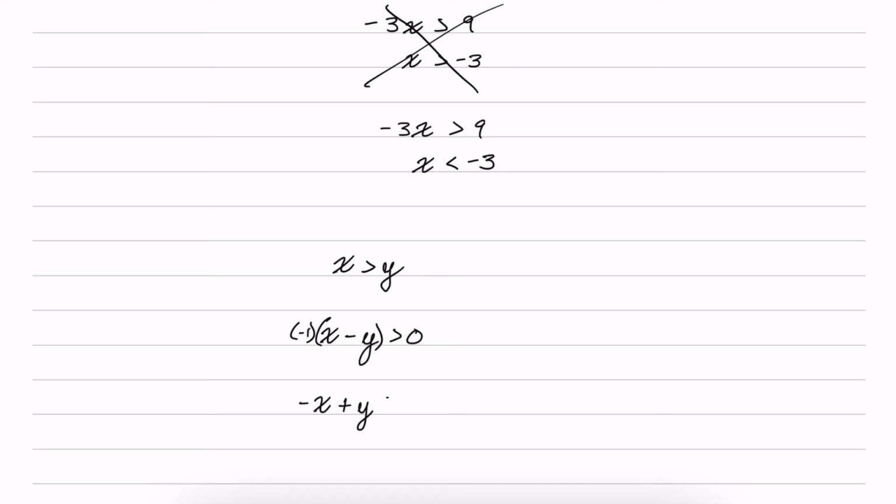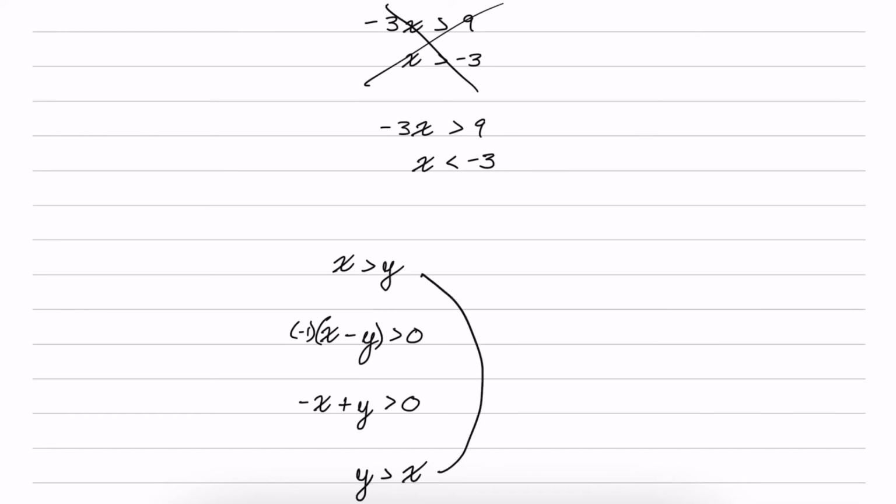Now we can move the x over to the right side to make it positive, in which case we get y is greater than x, which is the reverse of our original equation, which said x was greater than y. So all that math, the only thing it did was flip the greater than sign. So we would get x is less than y.